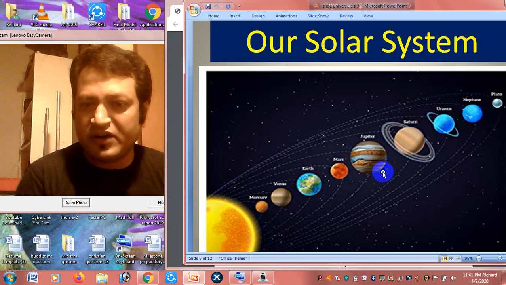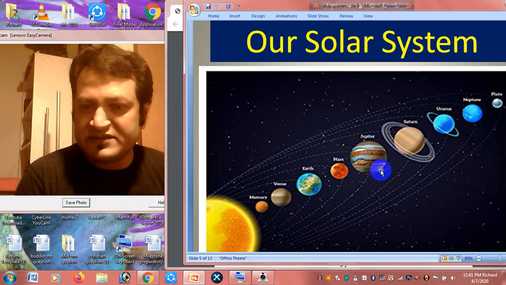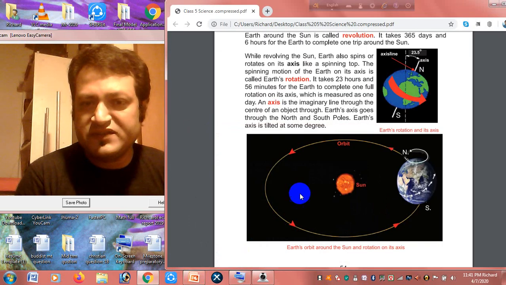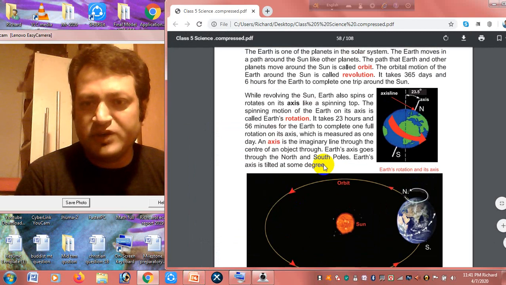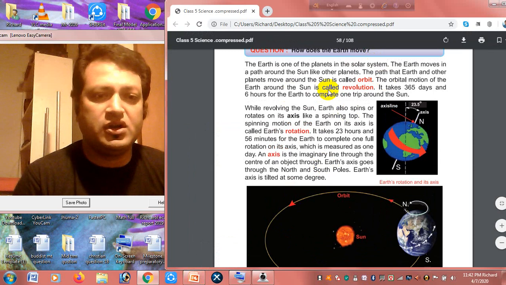So this is our Earth. This is the Earth orbit. This is the biggest planet, Jupiter. This is Jupiter's orbit. So if we want to see the definition of orbit, the path that Earth and other planets move around the sun is called orbit.